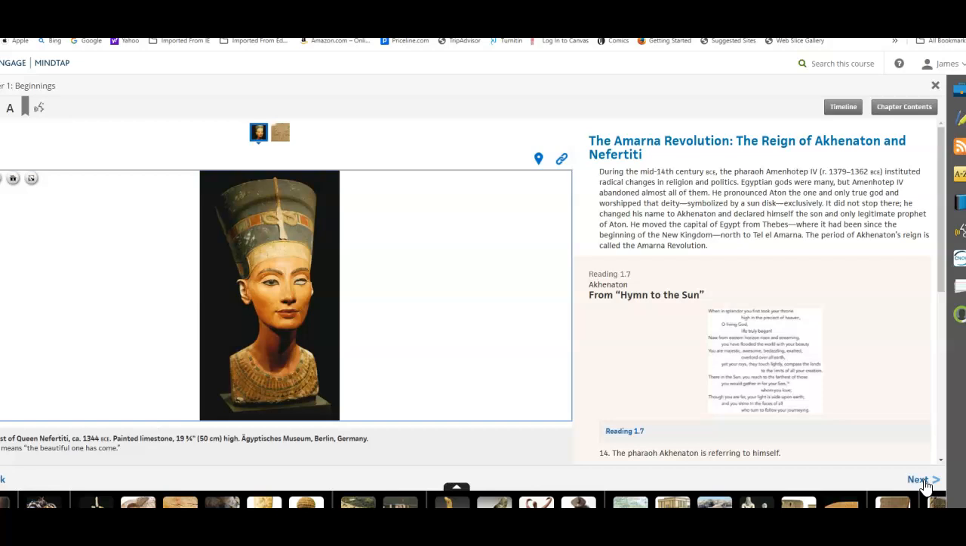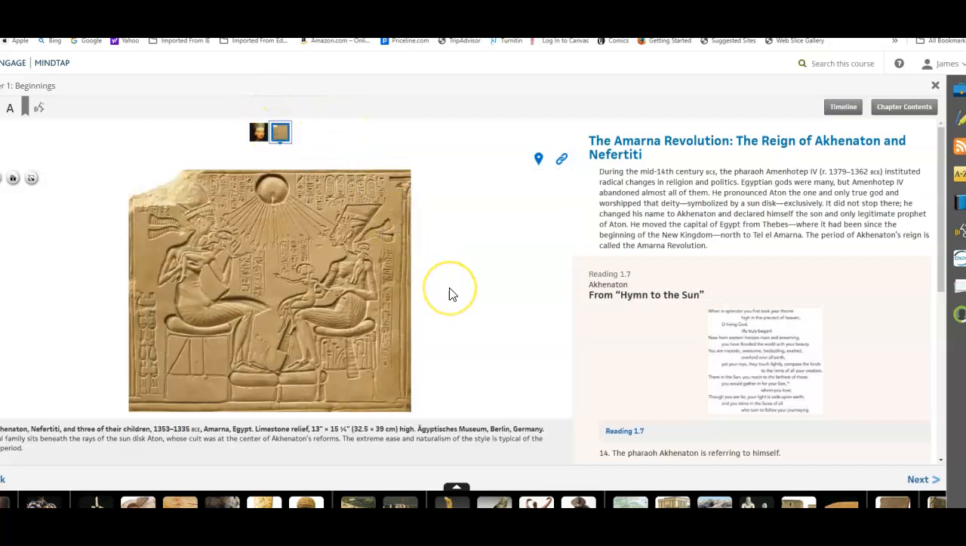This is an image of his wife Nefertiti. It's currently in Berlin. But what happened was that he changed everything, which did not sit well with those priests who were the priests of Amun-Ra, priests of Horus or Osiris, because suddenly they were told they were out of a job.